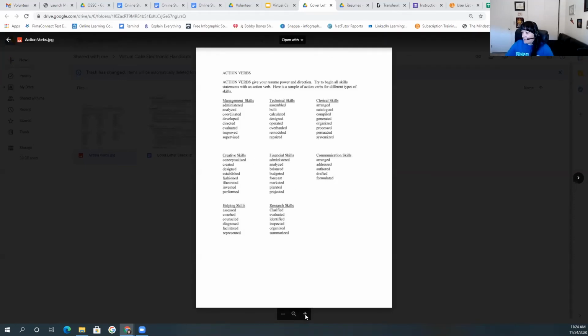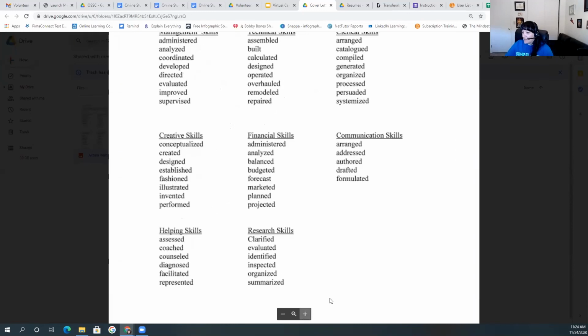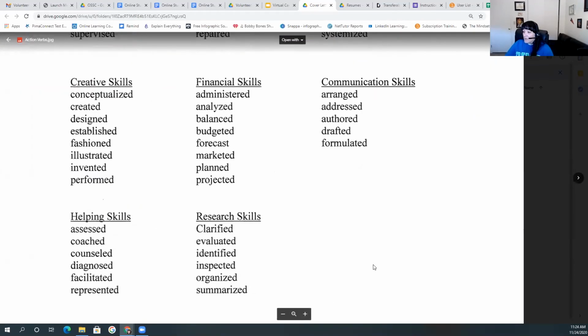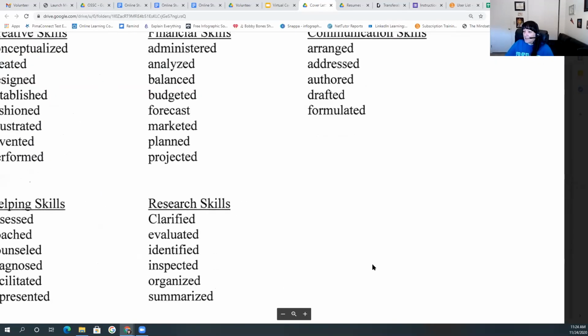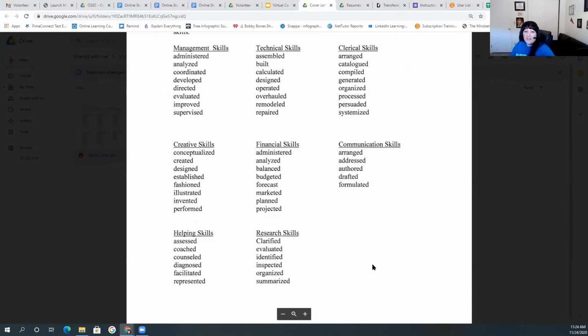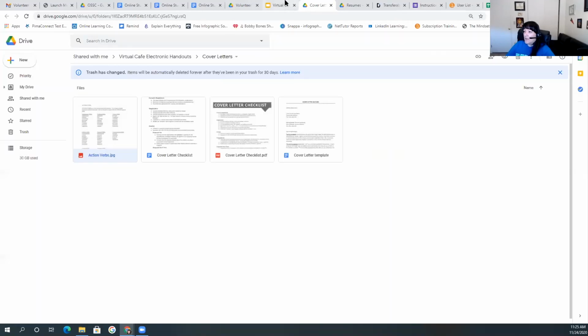Let me go ahead and increase this a little bit. You can see several that are commonly used for cover letters and even resumes: supervised, evaluated, directed, designed, organized, processed, persuaded. So think about what you're trying to say. Sometimes if you look at this list, it can spark which word would be best for you. Go ahead and go back.